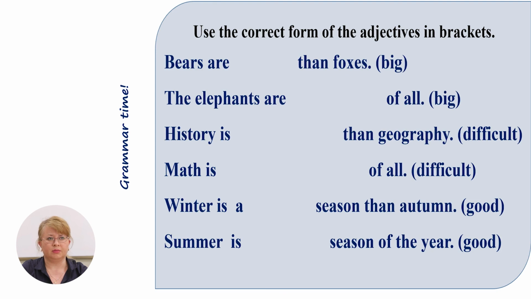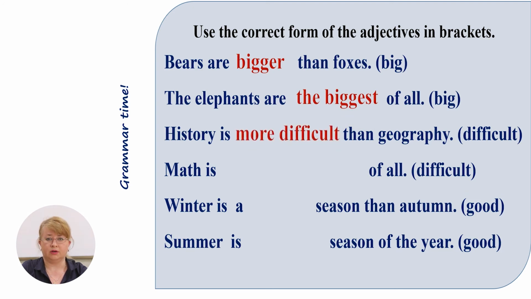Now let's practice a little bit and use the correct form of the adjectives in brackets. Bears are bigger than foxes. Here we have a comparative and we have to use bigger. The elephants are. Do we compare the elephants? No, this is the highest level. They are the biggest of all. Again, a comparison. History is more difficult than geography. Maths is the most difficult of all.